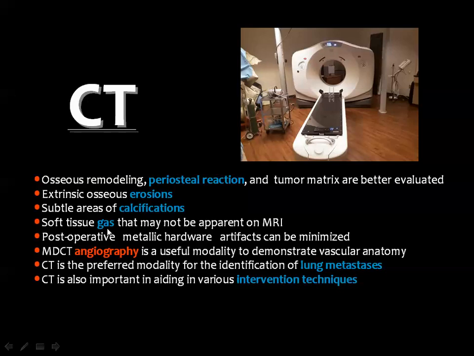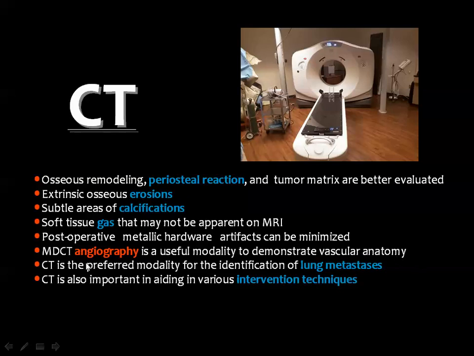The detection of minimal gas within the soft tissues is not feasible by MRI and also by plain X-ray. Then this is an obstacle: post-operative metallic hardware can produce artifacts that distort the scanning field. Also, we can use the angiographic technique to see the tumor vascularity.